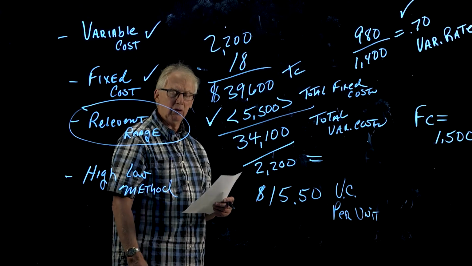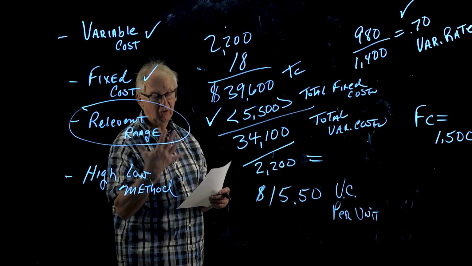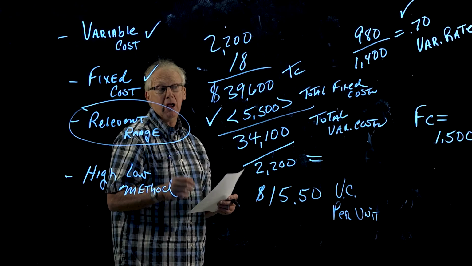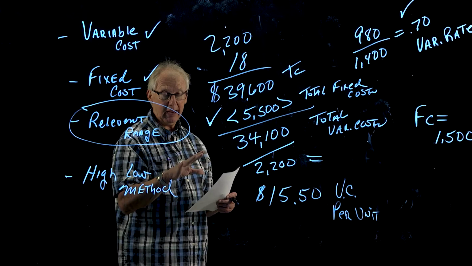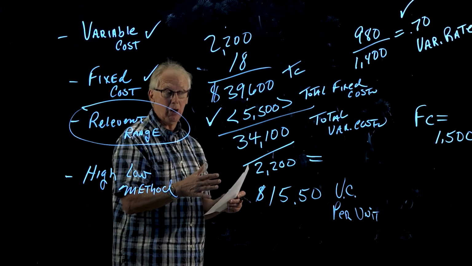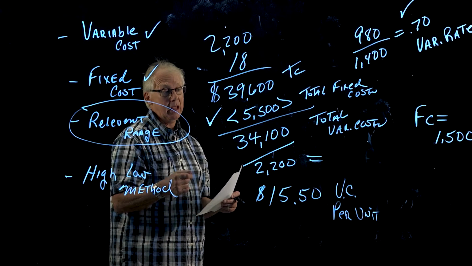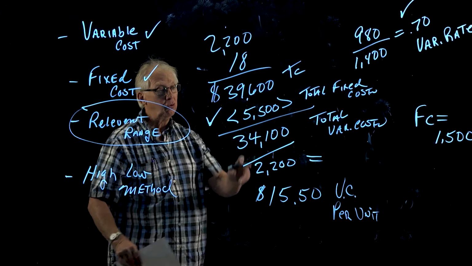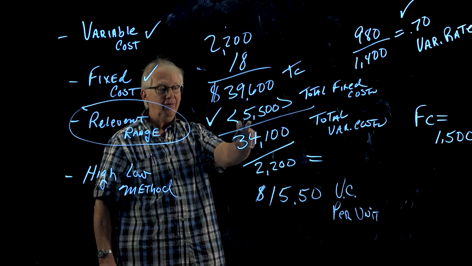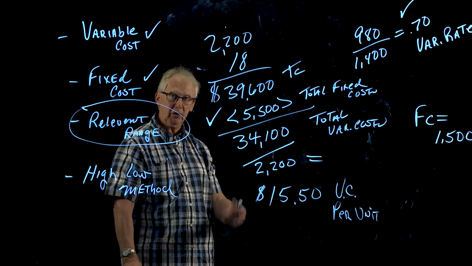And that's a really good example of the kind of questions that you're going to see on the exam relating to variable and fixed cost. You've got to be able to break out, segregate or separate variable and fixed costs, and then look at volumes. And if you would have been asked, what's the fixed cost per unit? Well, then you would have divided 5,500 by the 2,200, and you would have got a fixed cost per unit.